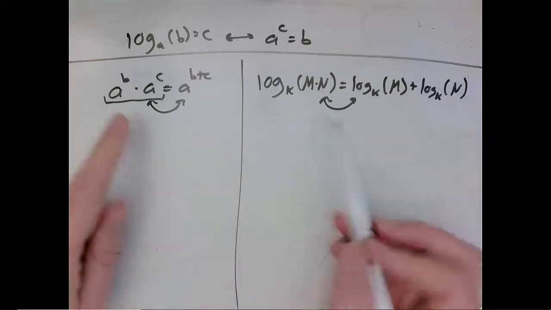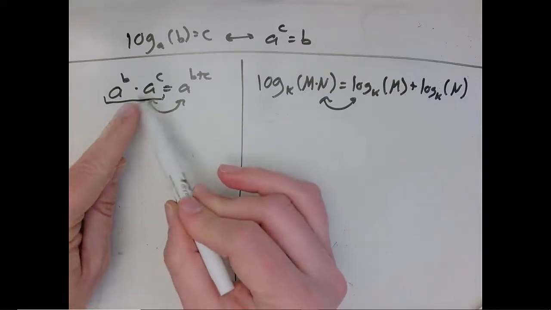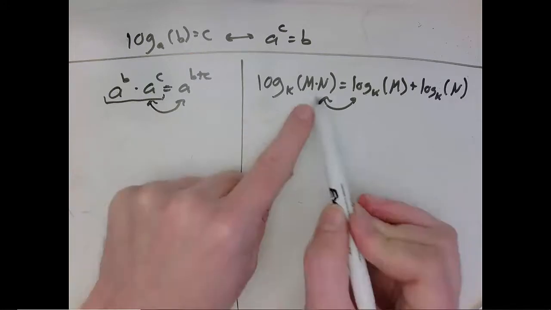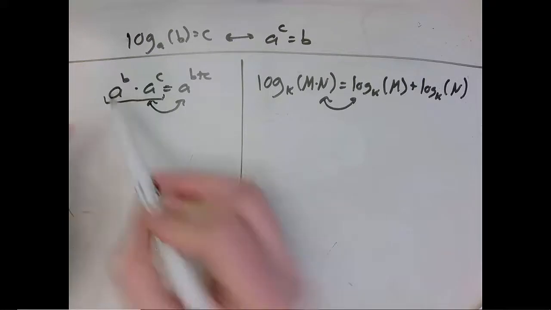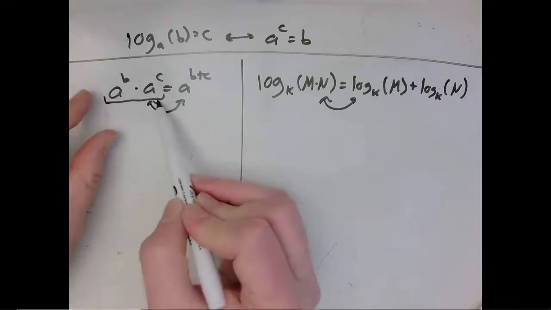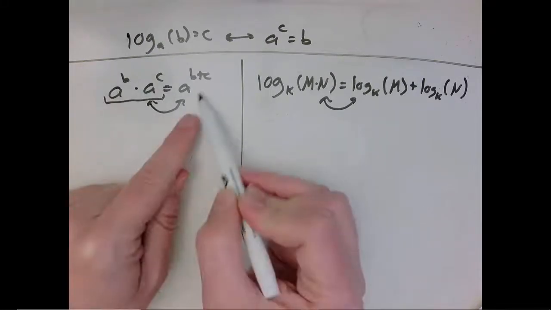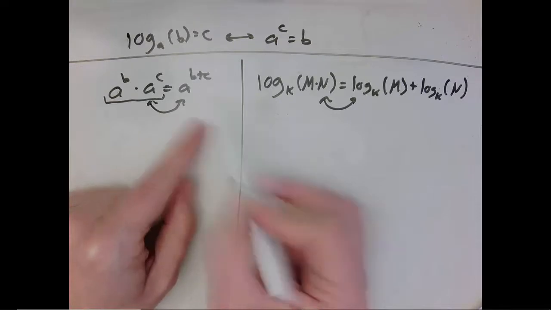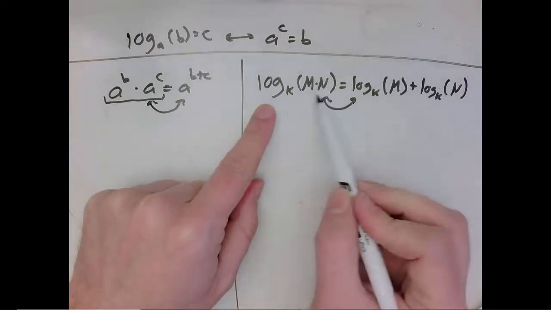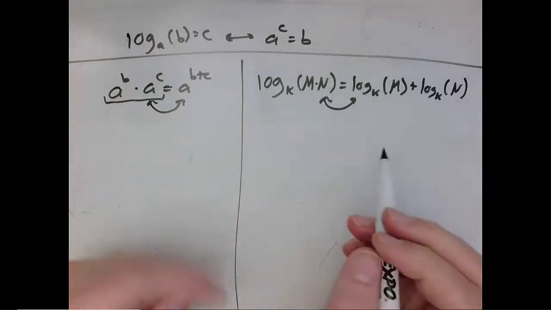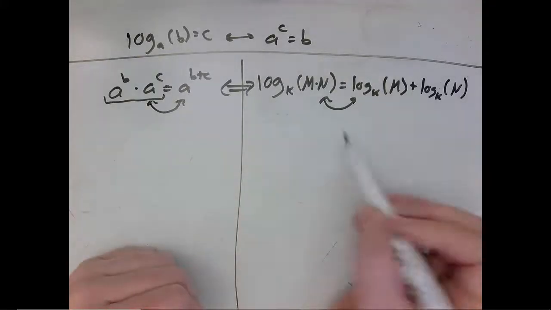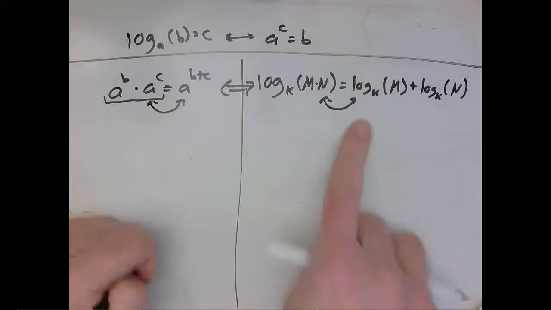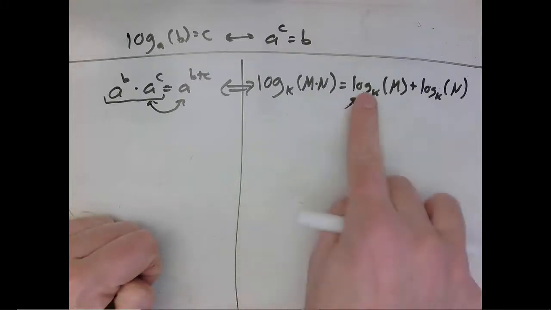In both cases, I've got a multiplication turning into an addition. But here I'm multiplying on the outside of the exponential terms, and the addition is on the inside of the exponential term. Here I'm multiplying on the inside, and the addition is on the outside. All I'm trying to do is point out some similarities right now. Okay, so I just told you that the right-hand side is true, but how do you really know it's true?